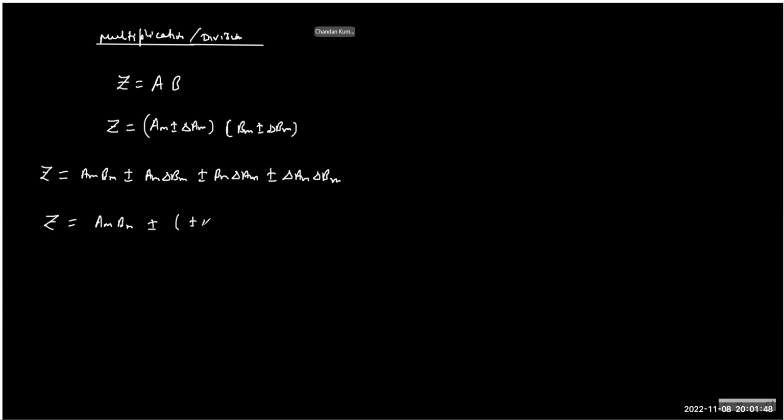Sir, you're on mute. So we can write that this as AM BM plus minus AM delta BM plus minus BM delta AM. And when you take the product of two error which are very small in value, so product of small quantity we always ignore. So small into small is very small, right? Yes. So we'll keep up to here.